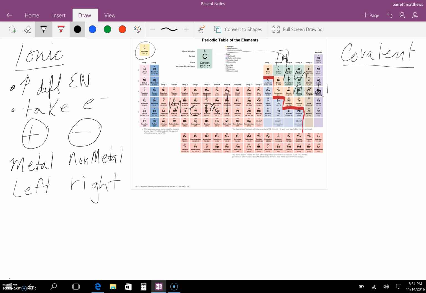Now, covalent bonds, on the other hand, there's not a great big difference in their electronegativity. And so there's not one element that's really powerful enough to pull an electron from another. So when they bond, they actually are going to share their electrons. So there won't be any formal charge with covalent bonds. And they will both be from the right side of the table.